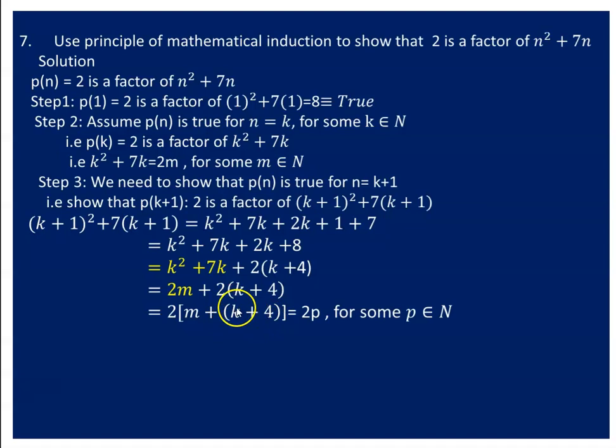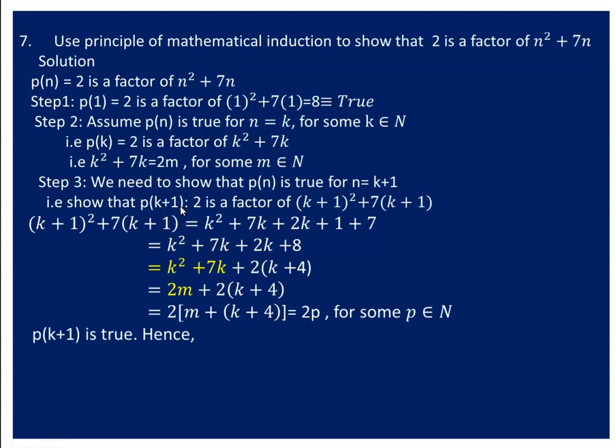So look, guys, here k is a natural number, m is a natural number, 4 is a natural number. The set of natural numbers is closed under the operation addition, so you do have now 2 times p, where p represents these 3 sums, for some p an element of natural numbers. So what have you obtained eventually? This expression is written as a multiple of 2. So this guarantees that this is a multiple of 2. Indirectly, 2 is a factor of this expression. So this assures that P(k+1) is true.